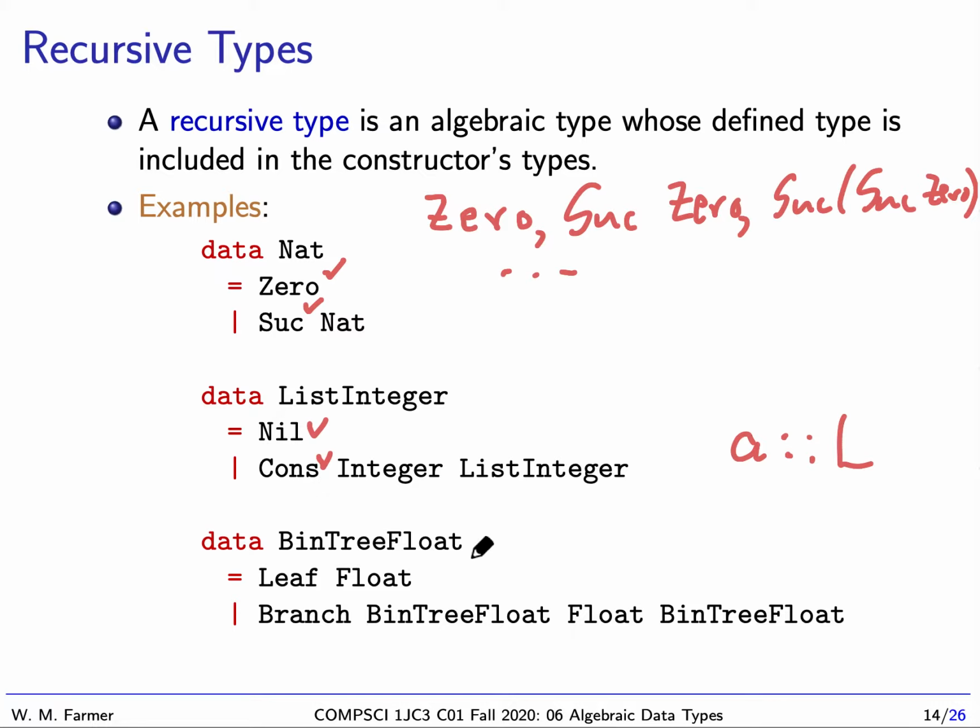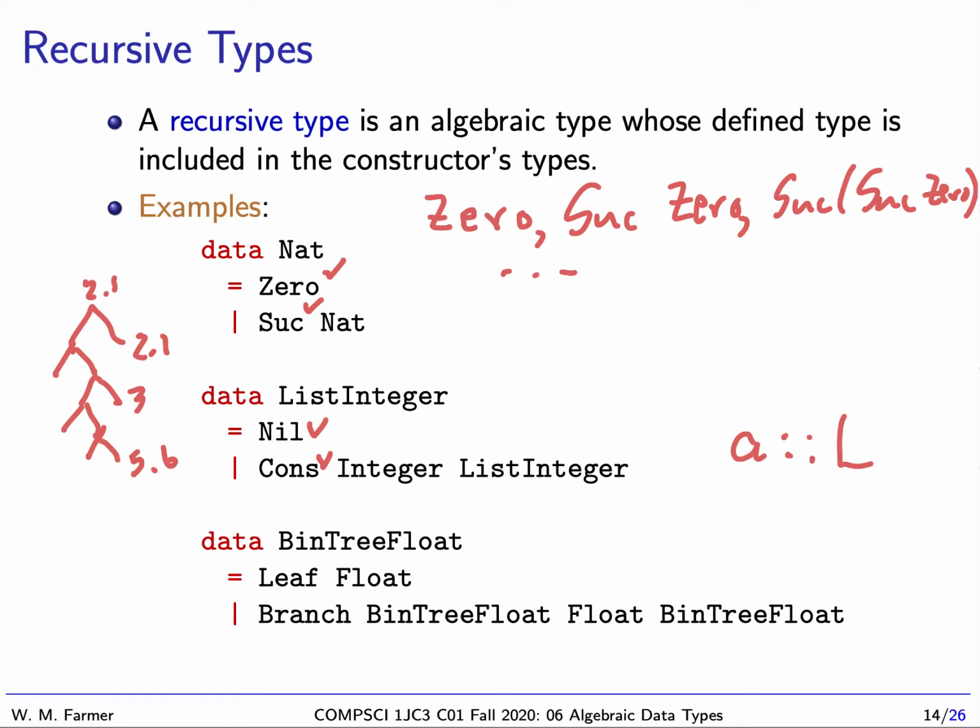Okay, so let's look at another example. Bin tree float. This is a type of binary trees. Now, binary trees look like this. They're trees that branch, but they always branch in a binary way. And so we can build up all binary trees this way. And these are binary trees that have numbers attached to the nodes. So like we could have, in this case, floats. And so forth.